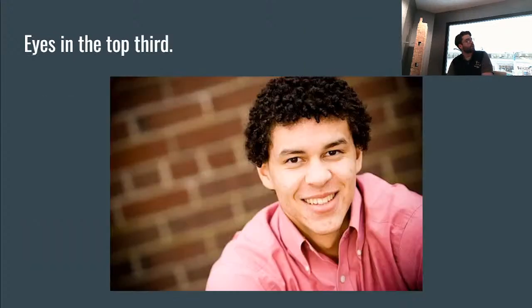Eyes in the top third. So if we take this photo and we divide two lines into the photo, we have a bottom, middle, and top quadrant. If we look at his eyes, they're just at about where the middle line would go that separates the top and the middle quadrant. Doing that draws our eyes a little bit further up. This kind of falls into place with the rule of thirds, which we'll talk about in a little bit. But by putting things in the top quadrant of a photo or in the top third of a photo, naturally our eyes are going to be drawn to it. That's a good example.